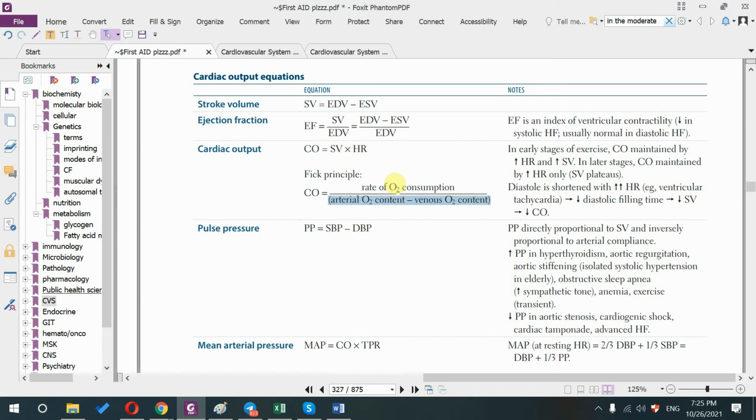So in early stages of exercise, the cardiac output is maintained by the increased heart rate and the stroke volume. So what does that mean? Let's imagine you are running. So you run. Your cardiac output will be maintained and it will be high. Everything will be good. How? Your heart rate is higher with the power of the catecholamines. And your stroke volume will also go up because your contraction is going harder, yes? But after some time, your cardiac output will be maintained by increased heart rate only. Why? The stroke volume will plateau.